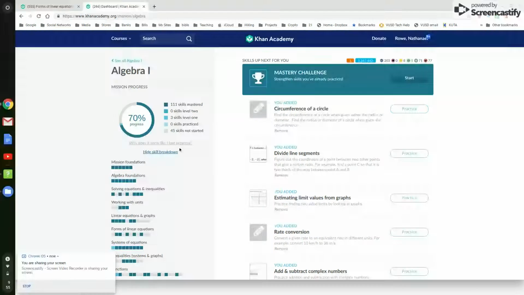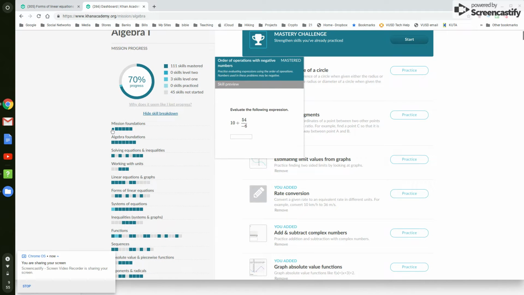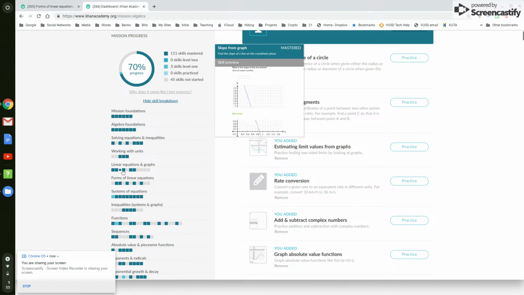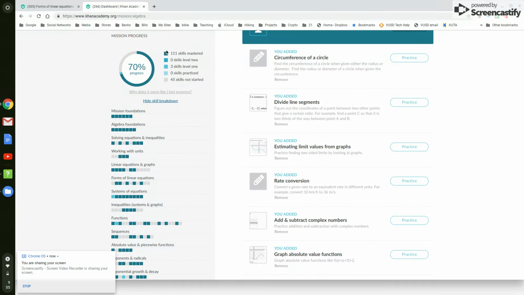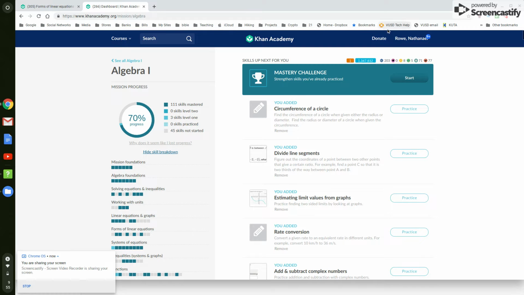If we go back to the mission page real quick, you can do that on the mission page because they have a little color coding here. And so you could just hover over and see. So for example, in linear equations and graphs, these first four I have mastered. This one, if you look at it and I hover over it, you could see that it's only level one. Okay. And this is the color coding here, so you can see what the breakdown is for what the masters are.